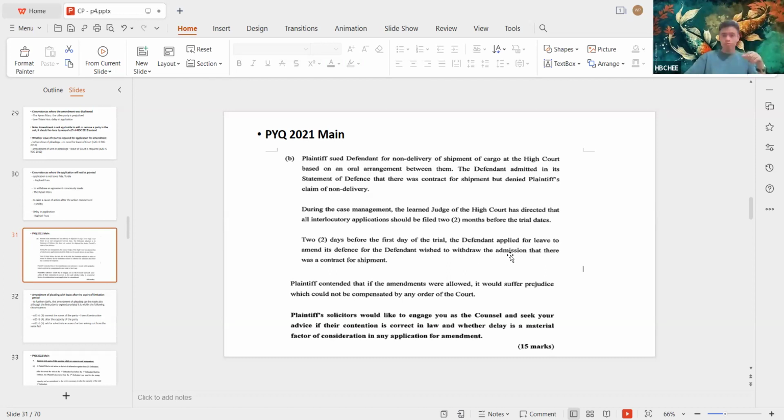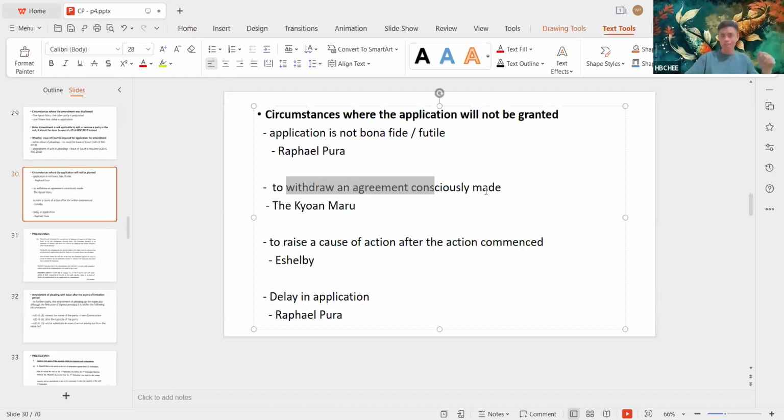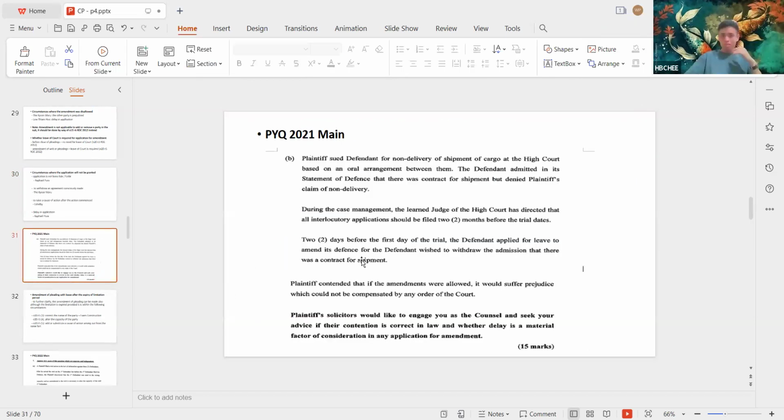You want to withdraw the admission. You want to withdraw the admission, it's totally not allowed. This is given in the case of the QR Maru we have talked about earlier. Right? Now, once you already include your answer based on the fact, unlikely that the defendant can withdraw the admission as per the case, the QR Maru, then you will know how you are going to give your conclusion already.